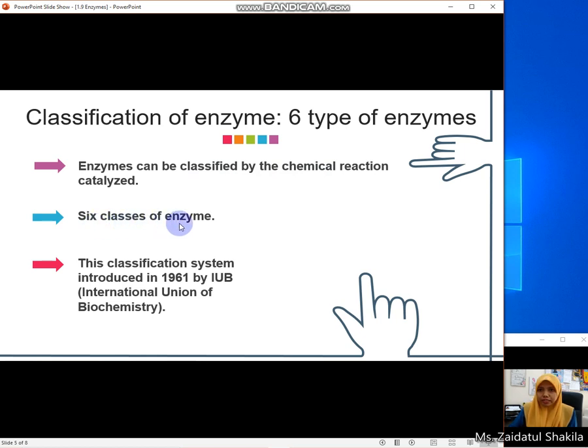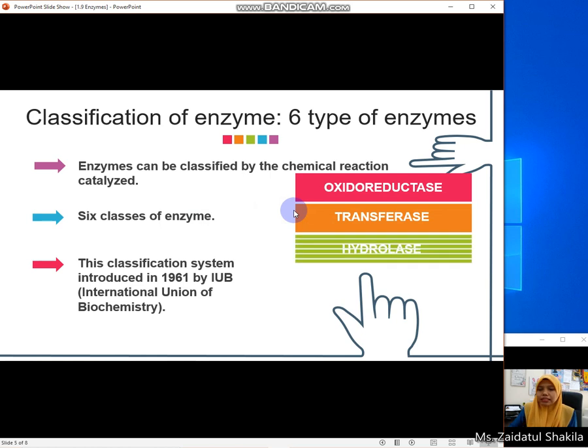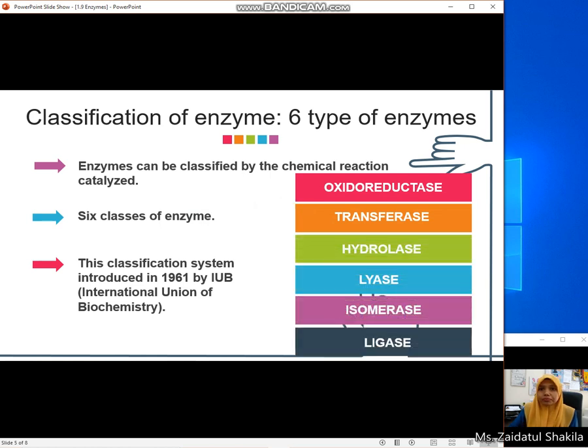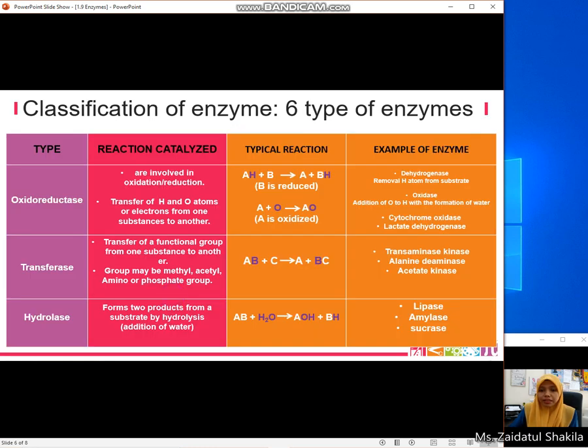There are 6 classes of enzymes, namely oxidoreductase, transferase, hydrolase, lyase, isomerase, and ligase. This classification system was introduced in 1961 by the International Union of Biochemistry. So what are the classes of enzyme? Number 1 is oxidoreductase. Oxidoreductase is involved in oxidation reduction processes. What is the meaning of oxidation reduction? It transfers hydrogen and oxygen atoms or electrons from one substance to another.